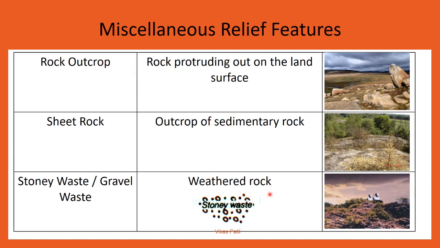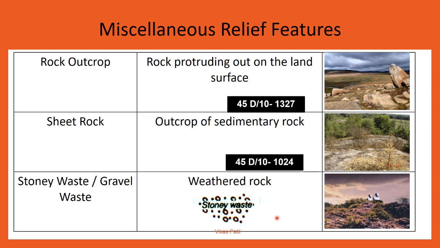Then we have some sections with stony waste. These are weathered pieces of rocks. All these three will be found in the white section, which represents the uncultivable land. For rock outcrop, you can go to 45D/10 1327. For sheet rock, you can find an example in 45D/10 1024. And for stony waste, you can go to 45D/10 1525.